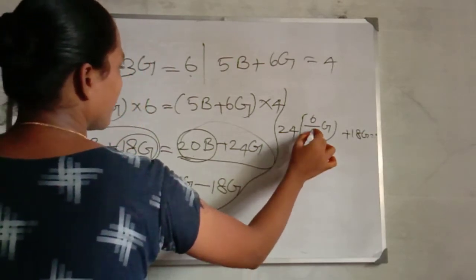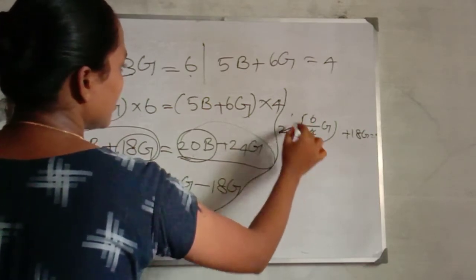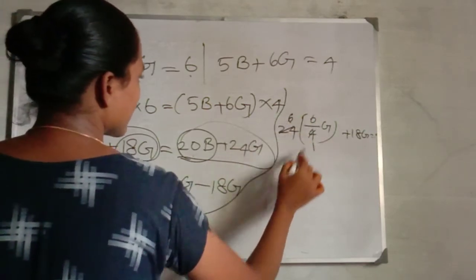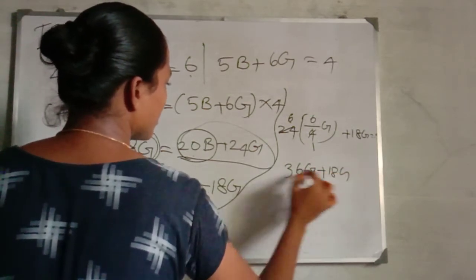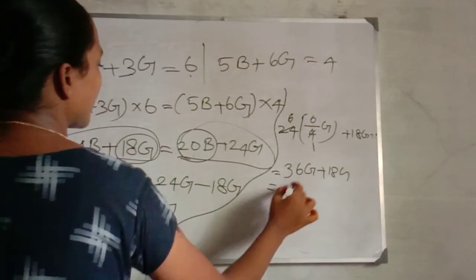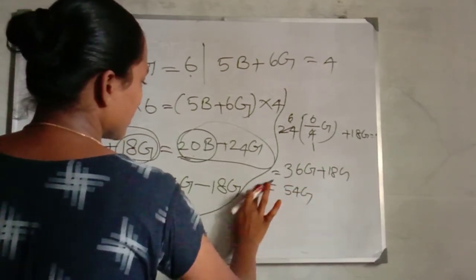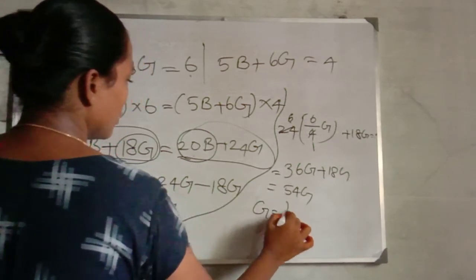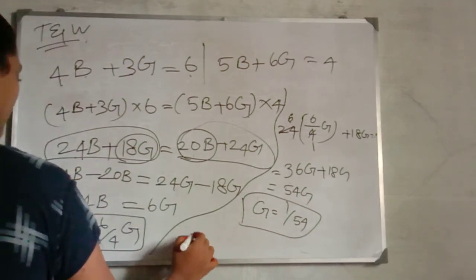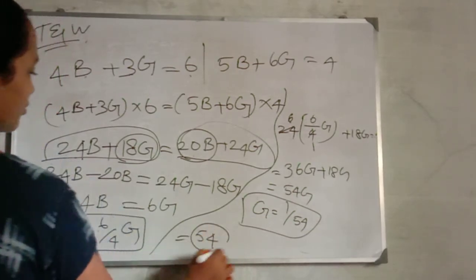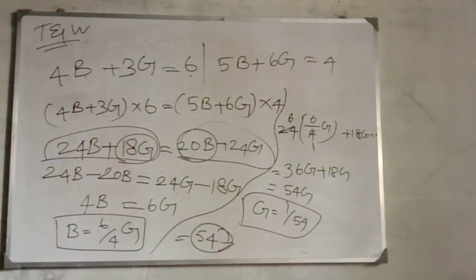1 4 is 4, 6 4s are 24, so 6 6s are 36g, plus 18g. Here 36 plus 18 will be 54g. So g is equal to 1 by 54. So one girl will take 54 days to do the same work.